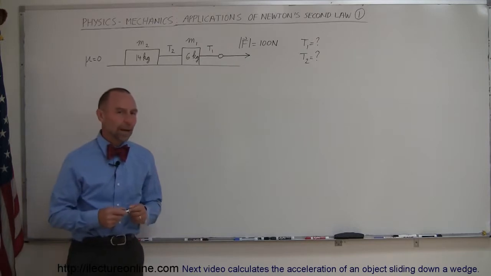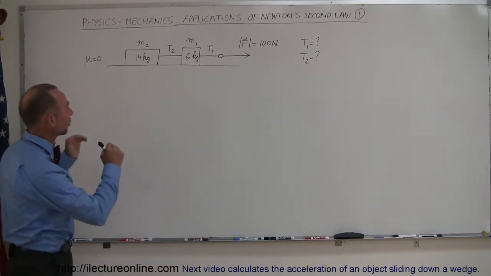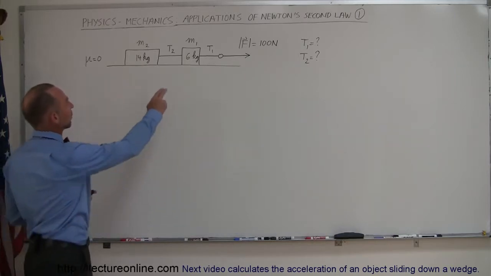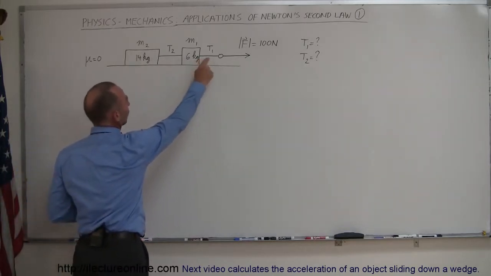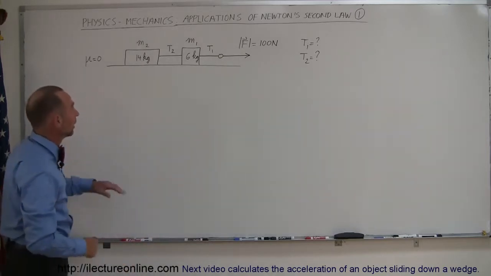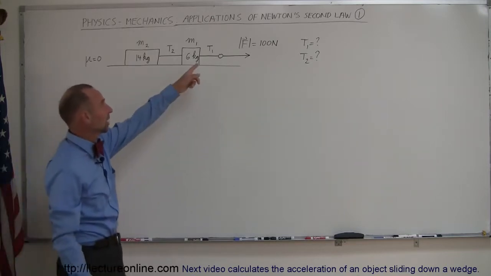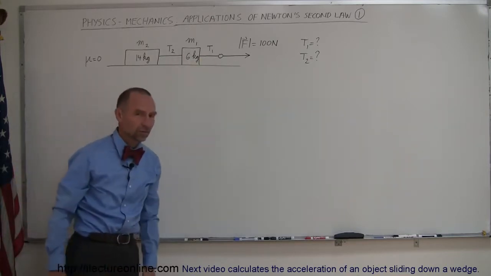All right, so starting with number one, we have two objects that are sitting on a horizontal surface. They're connected with a string. The first one has a string attached to it with a little ring, and we pull on the ring with a force of 100 newtons. This one is 14 kilograms, this one is 6 kilograms. The question is, what is the tension on these strings?